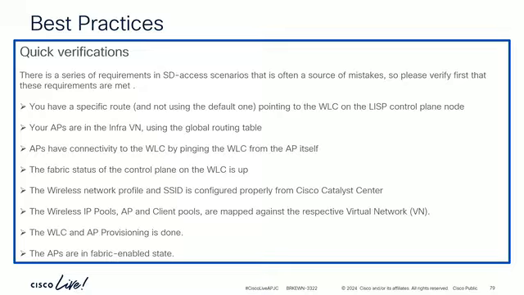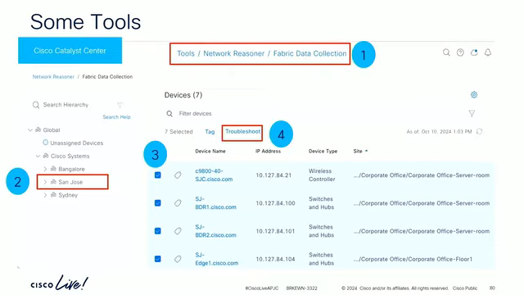And very important, sometimes we forget to have the provisioning redone upon some change, and then we expect, okay, I have done this change, so why is it not reflecting? So we need to do the provisioning again also. And the AP should be in fabric enabled state. That is very important.